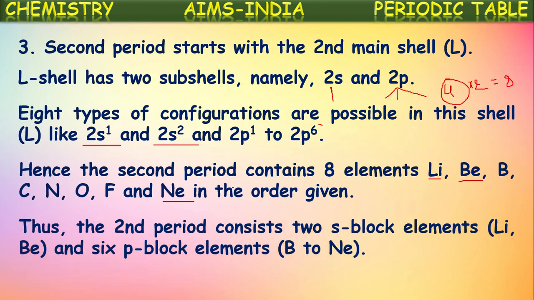Thus, the second period consists of two S block elements and six P block elements. For lithium and beryllium, the last electron is present in the 2s subshell. For lithium 2s1 and for beryllium 2s2 is the valence configuration, isn't it? So these two elements come under S block elements. And from boron, the P subshell starts to fill till neon. So these six elements, boron to neon, come under P block elements.